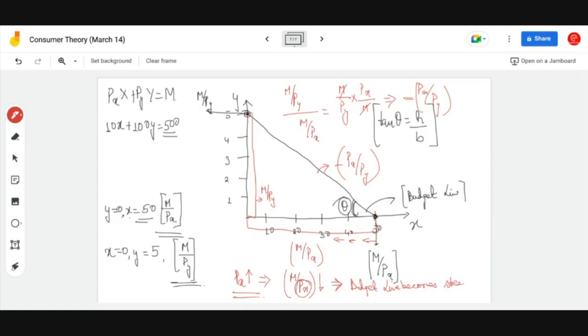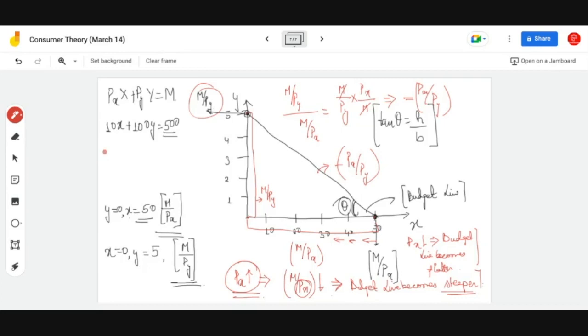Steeper. And when your Px is decreasing, the budget line becomes flatter. The implication will become clear later on when we introduce the concept of equilibrium. Right now, what we are doing is making a change in Px, whereas we are holding Py constant.